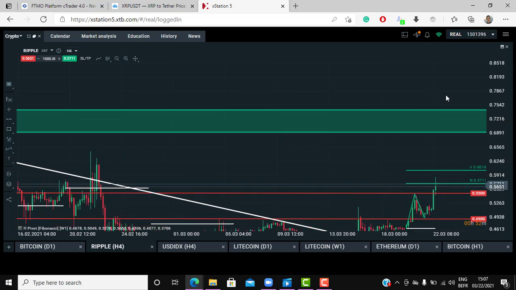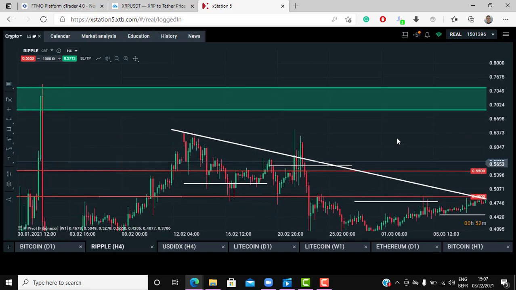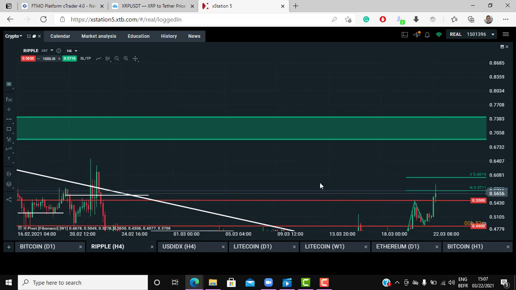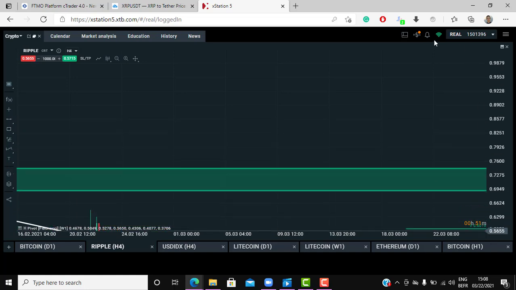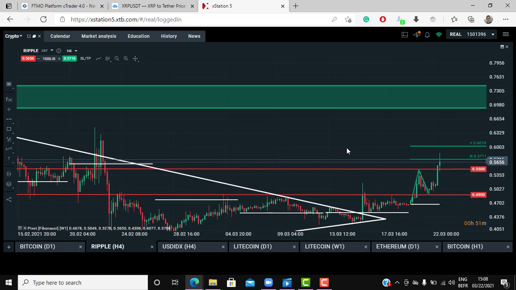If we do break 0.70, this big area of resistance here, this could be a very explosive move for XRP. Explosive move to the upside. However, keep in mind, if you buy this coin too high, you're going to get punished really hard. So keep this in mind.